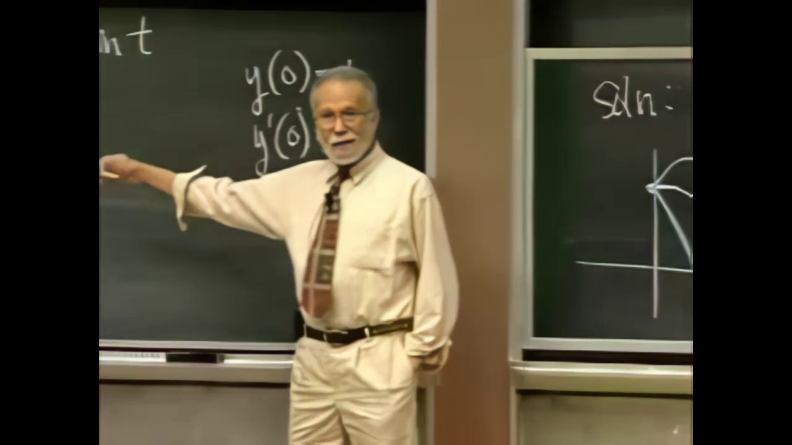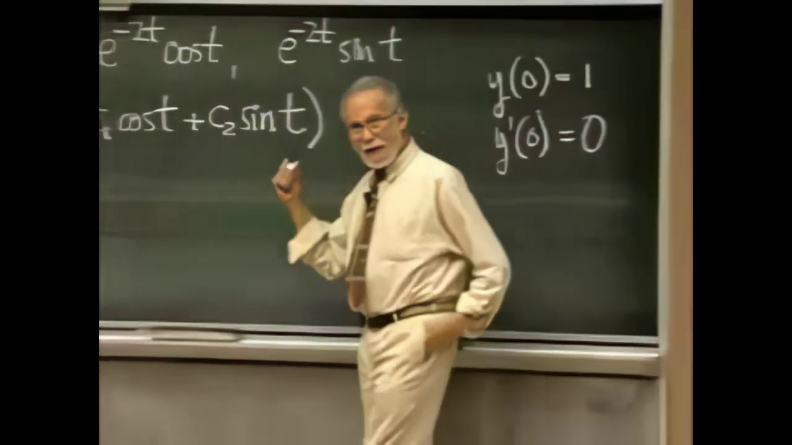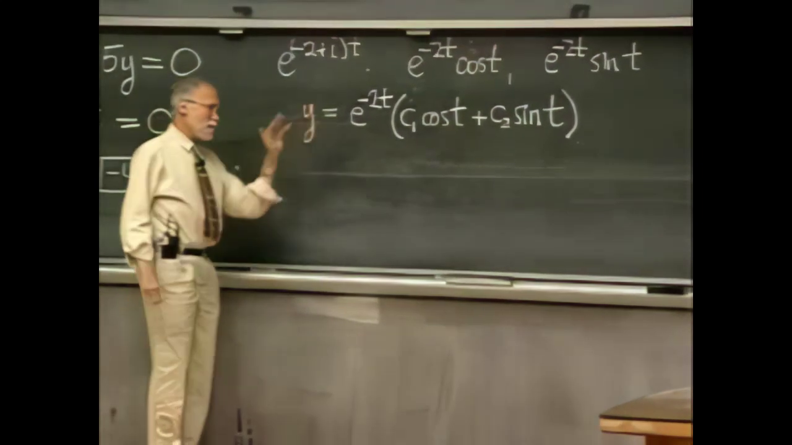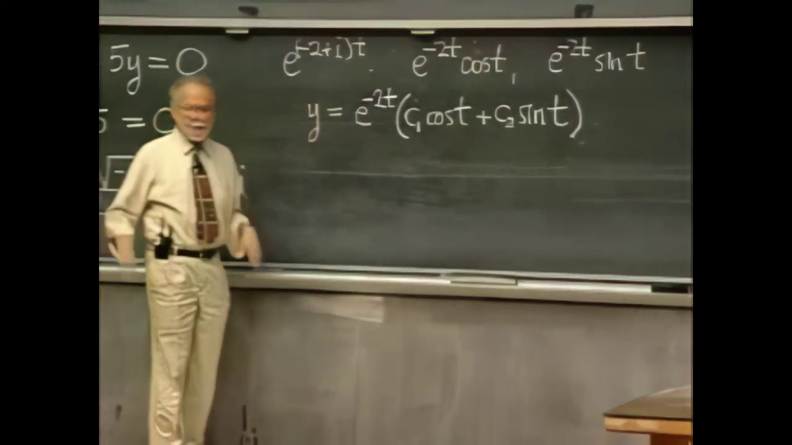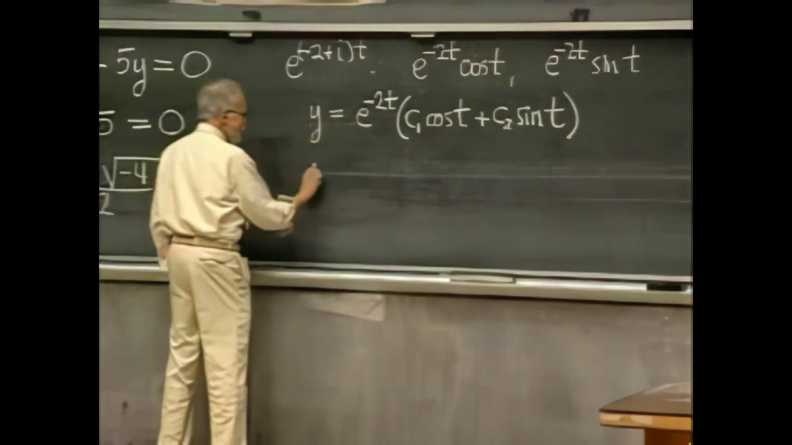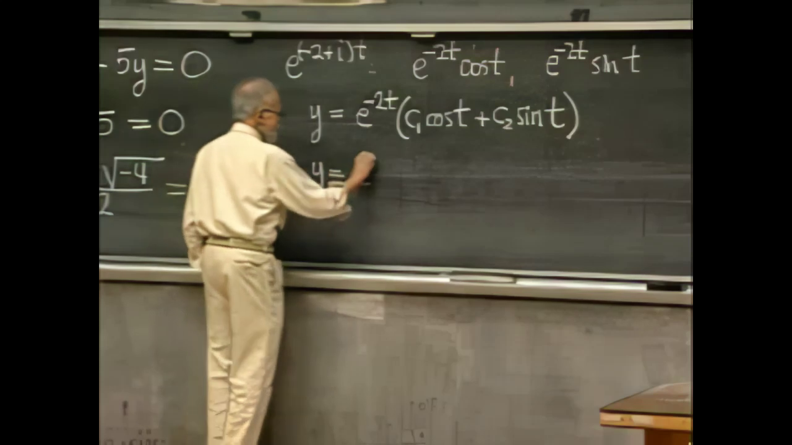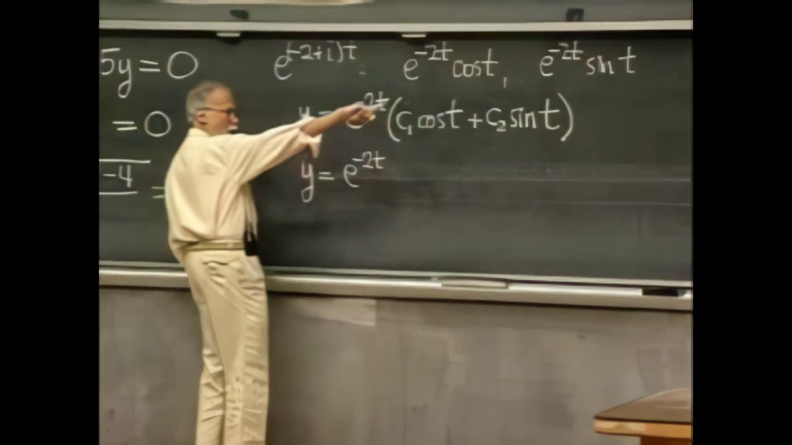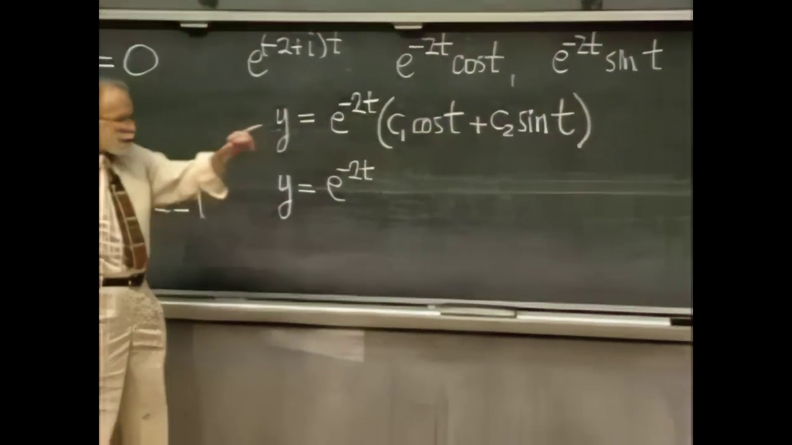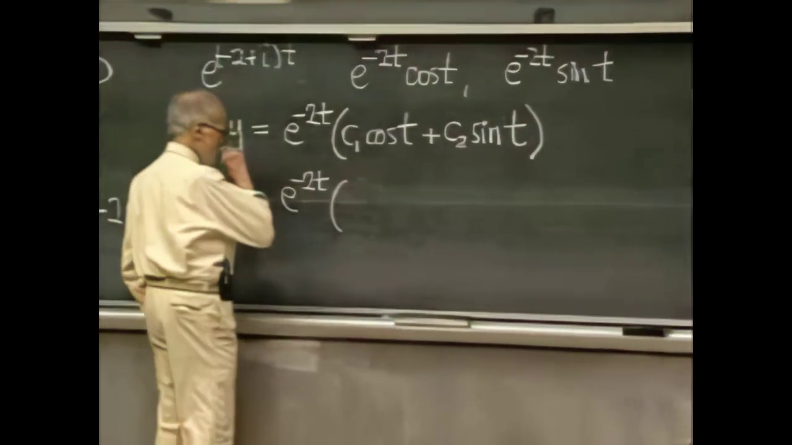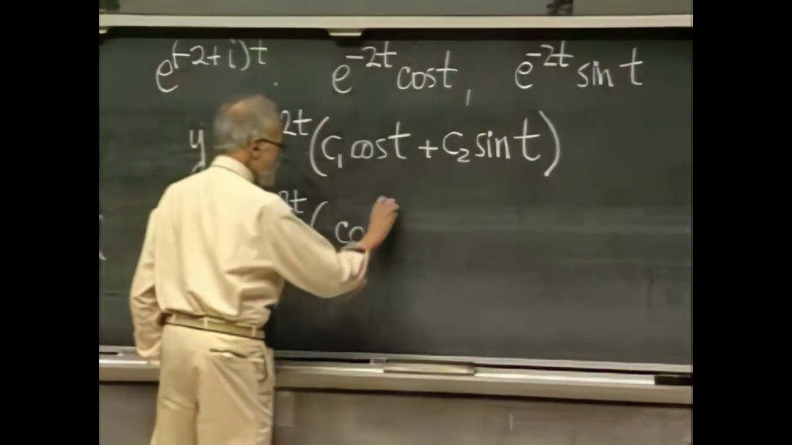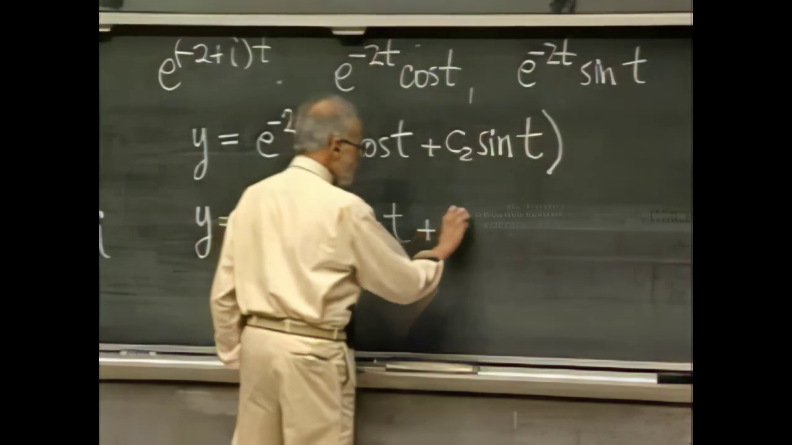I'd like to take time to actually do the calculation, but there's nothing new in it. I'd have to calculate the derivative here, then substitute in and solve equations. When you do all that, just as before, to choose the constants c1 and c2 by solving linear equations, the answer is y equals e to the negative 2t times (c1 cosine t plus c2 sine t). So c1 turns out to be 1, and c2 turns out to be 2, I hope.